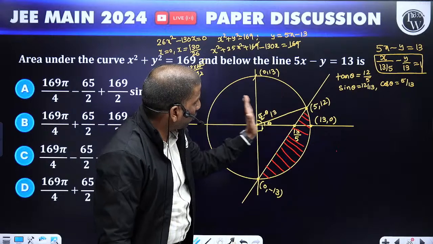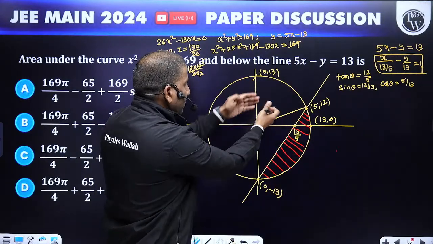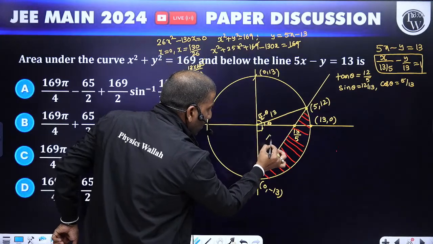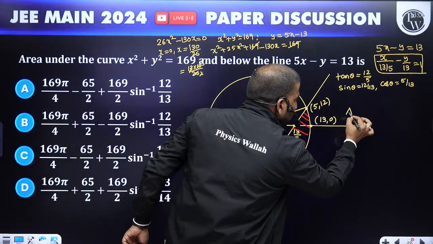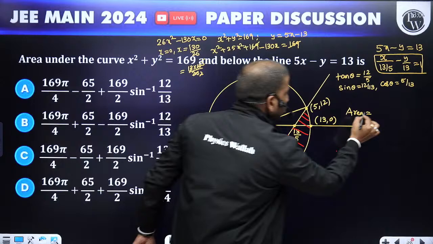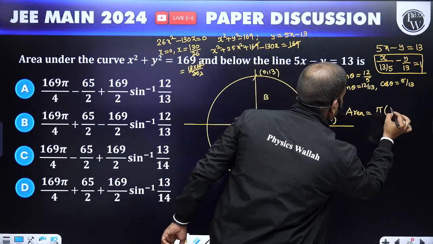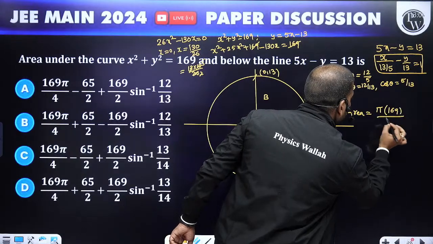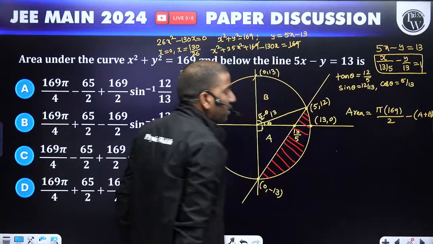Total, complete data. This is the semicircle, minus these two portions. Let us write A and this is B. Our answer, the area, is equal to the semicircle, pi r square. R square means 169 by 2, minus A plus B. That's all.